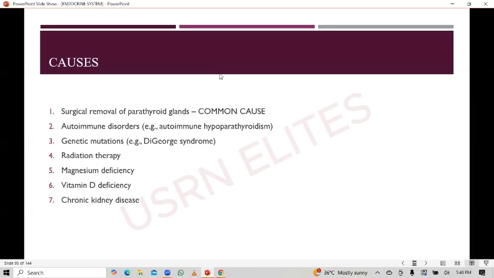Then we have the autoimmune disorder I was speaking about, the autoimmune hypoparathyroidism. So here there is production of antibodies. The antibodies will try to destroy the cells in the parathyroid gland, therefore contributing to low production of the parathyroid hormone. Genetic mutations, an example is DiGeorge syndrome. We have radiation therapy, exposure to X-rays, magnesium deficiency, vitamin D deficiency, and chronic kidney disease, as I explained earlier.